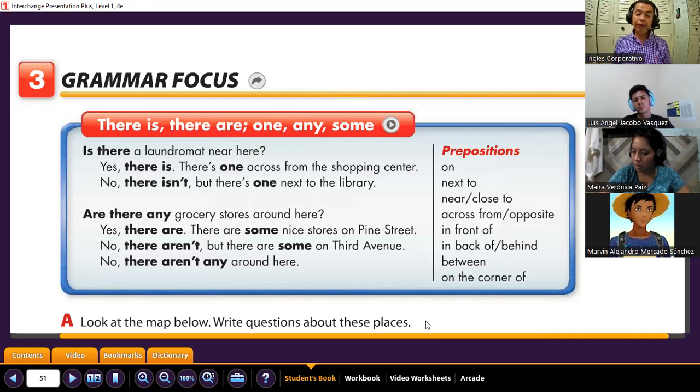Between. And finally, on the corner of. On the corner of. So, en la esquina de. On the corner of Pine Street, for example. Right? En la esquina de la calle del Pino. Pine Street. Good. Do you understand these prepositions, class? Do you have questions about these prepositions? Por favor, necesito preguntas, si no entienden, porque ahorita vamos a hacer un ejercicio con estas preposiciones. Are you ready? Ready?